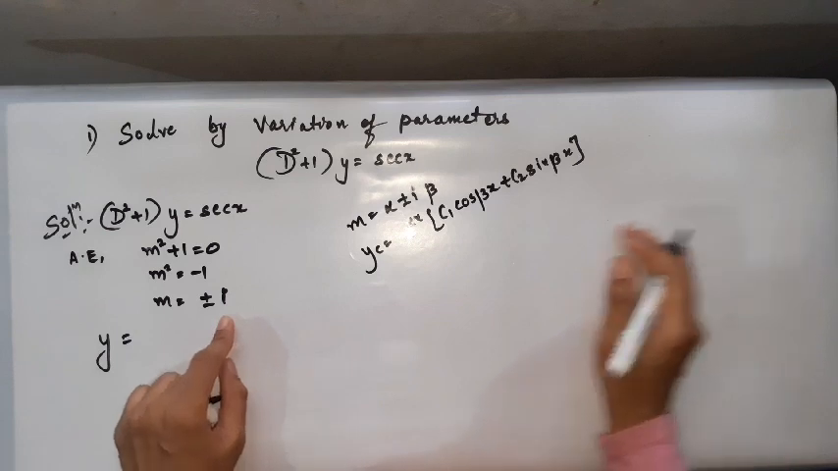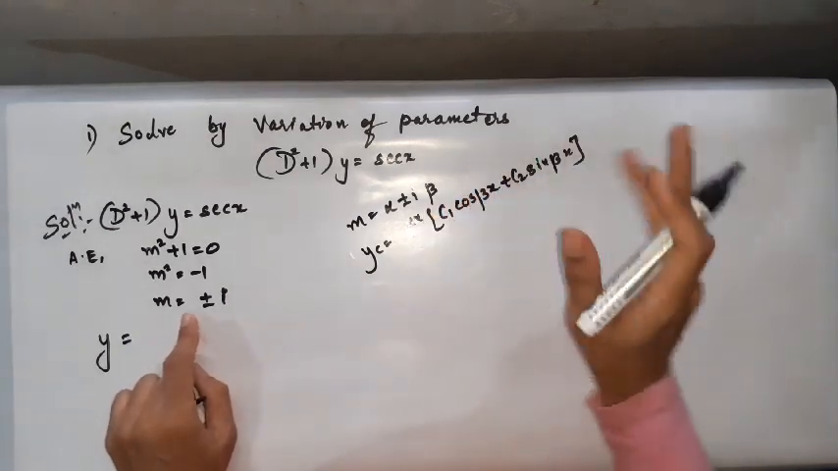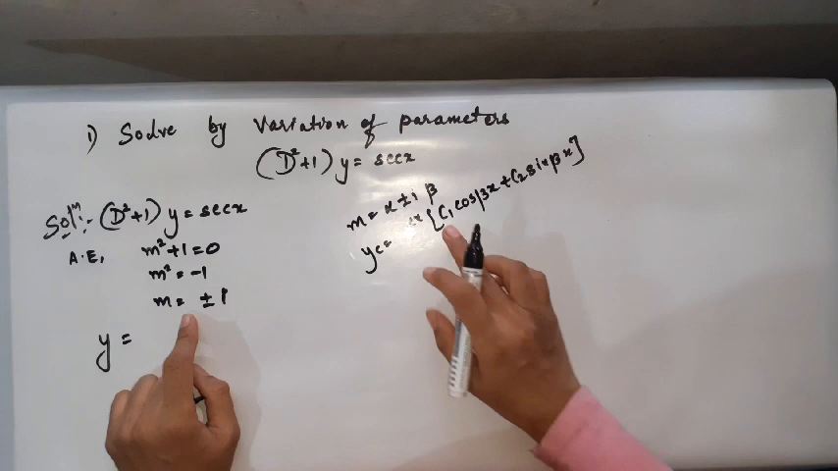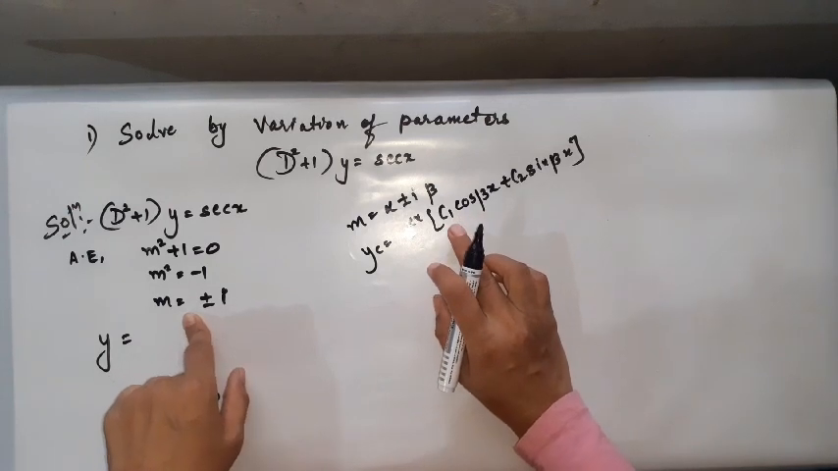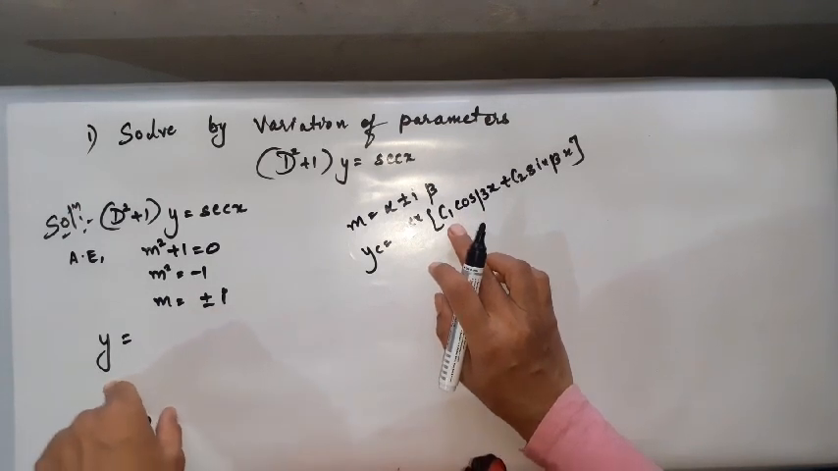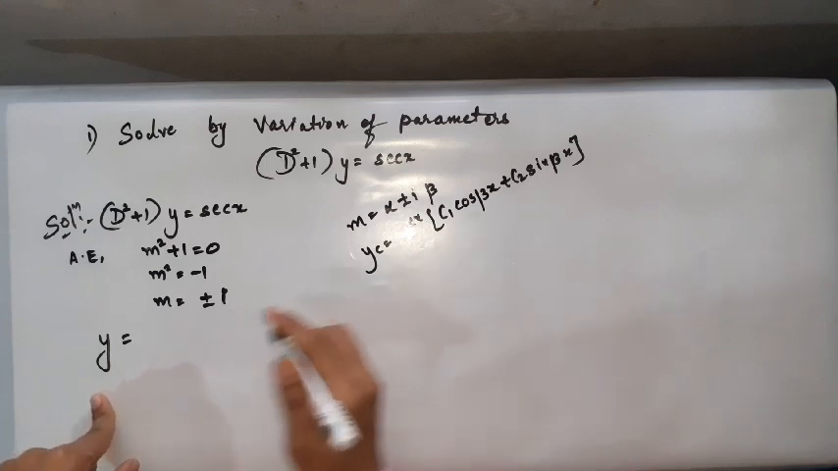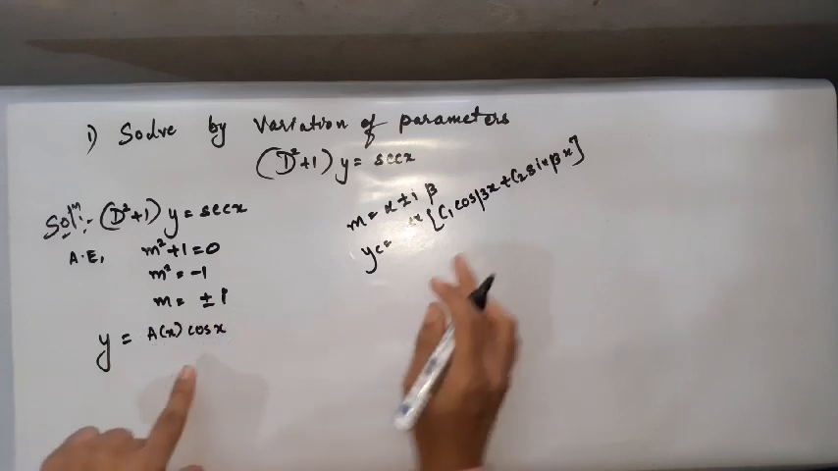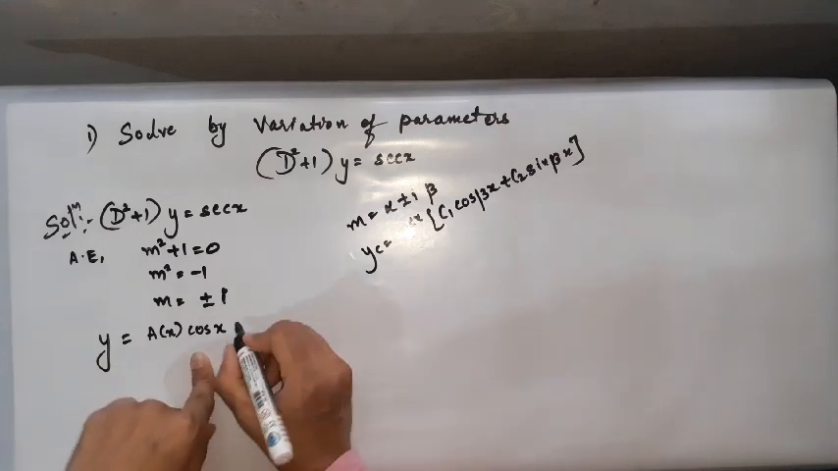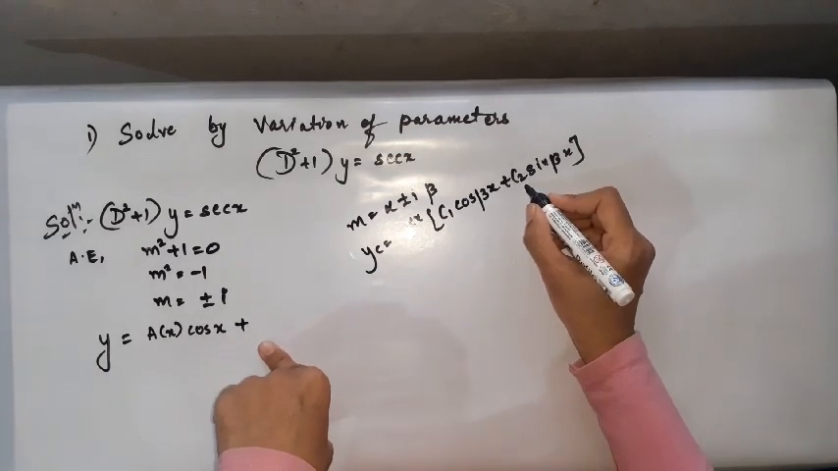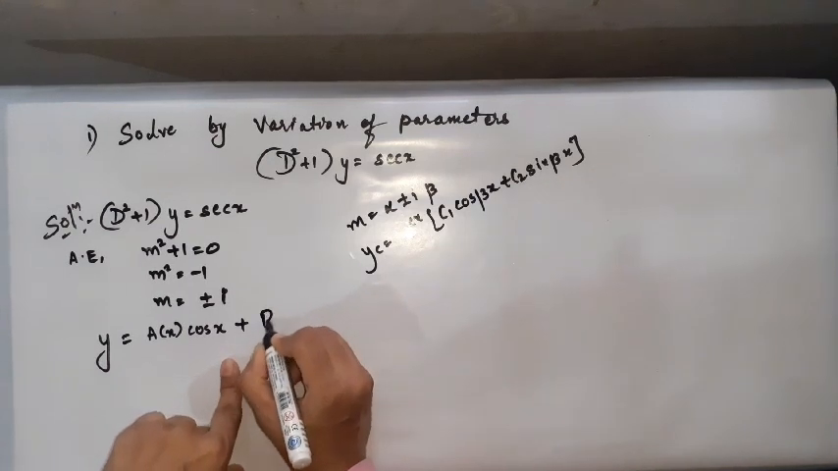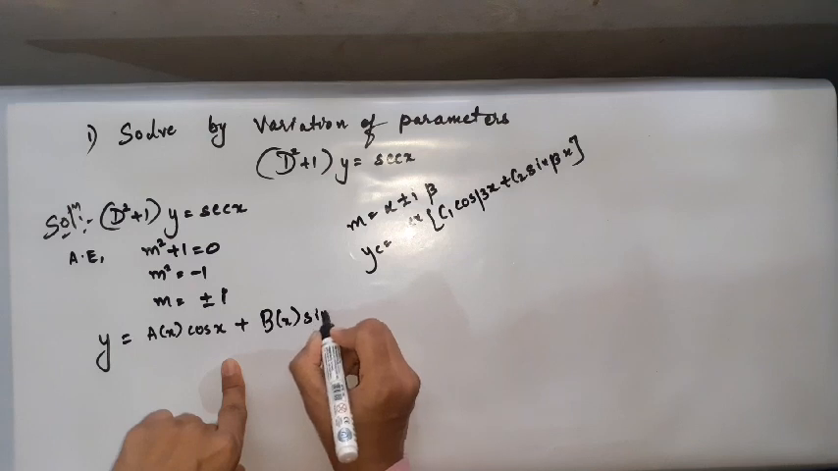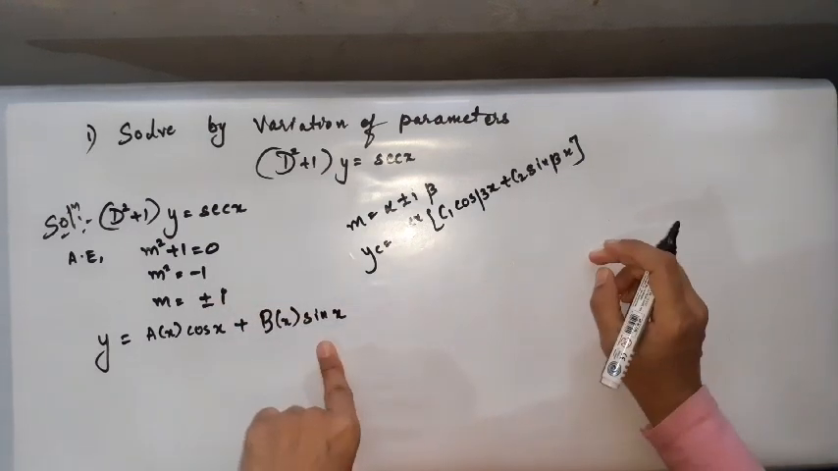So what will it be? e to the power 0 into x is just 1, need not write it. I am writing the general solution directly, not yc, because this method is not the direct method. So y is equal to a of x into cos x, because the beta value is 1, plus in place of the arbitrary constant c2, I need to use the arbitrary function b of x into sin x, because beta is again 1, right?